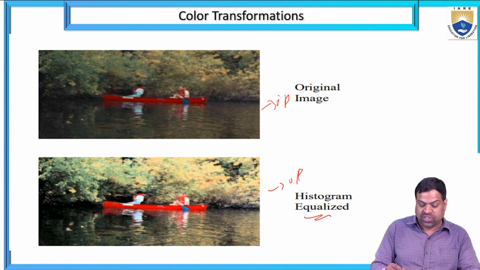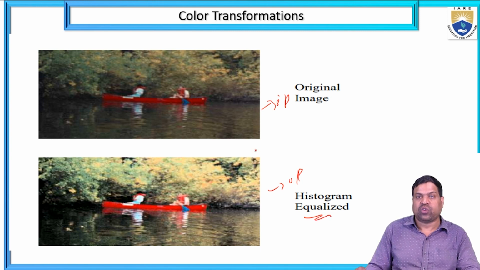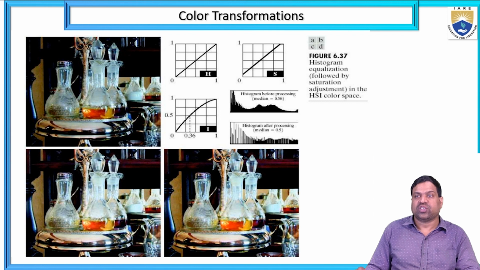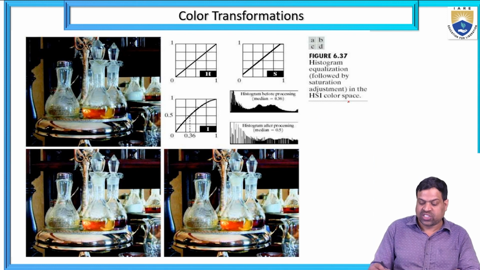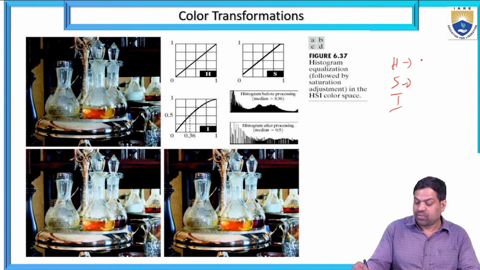So what it means is that we changed some intensity values. The background is not visible in the input, so it is dull in the image. On the output side, the colors are changed, the background is there, and we can identify the image easily. That is histogram equalization. It is another example of histogram equalization followed by saturation adjustment in the HSI color model. HSI means hue, saturation and intensity.